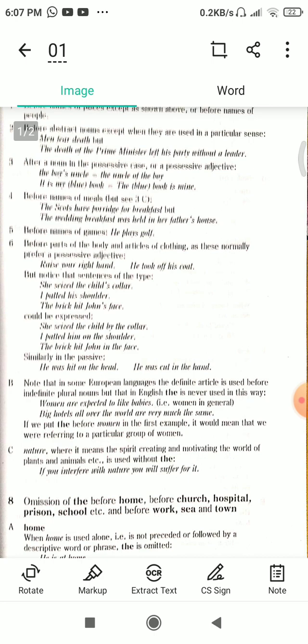Number 6, before parts of the body and articles of clothing, as these normally prefer a possessive adjective. For example, raise your right hand. Second example, he took off his coat.